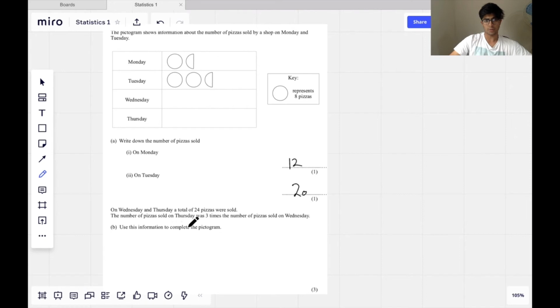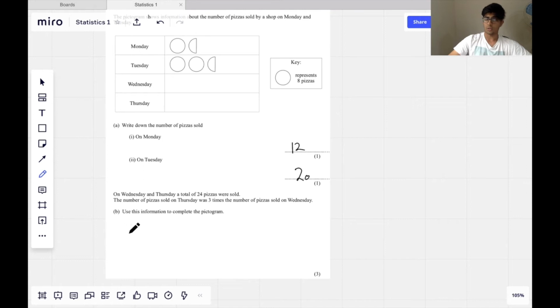The total number of pizzas sold on Thursday was 3 times the number of pizzas sold on Wednesday. Use this information to complete the pictogram. So clearly, to do this, we have to figure out how many are sold on each day. We can use a bit of algebra because we have some unknowns. We can say let the number, that's supposed to be like a hashtag, which just represents a number, it's a short form of saying number.